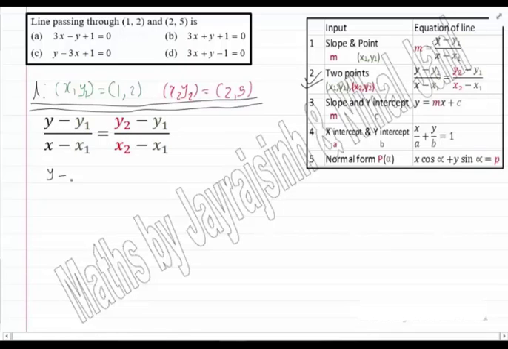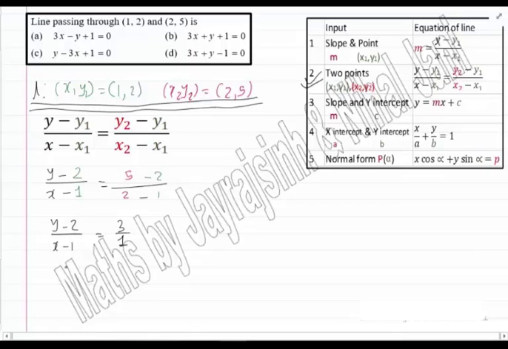And we know how to put the data. The first point, y coordinate is 2 upon x minus 1 is equal to, first of all, put the second point and then the first point, 5 upon 2, right? Okay. Or we can say y minus 2 upon x minus 1 is equal to 3 upon 1.